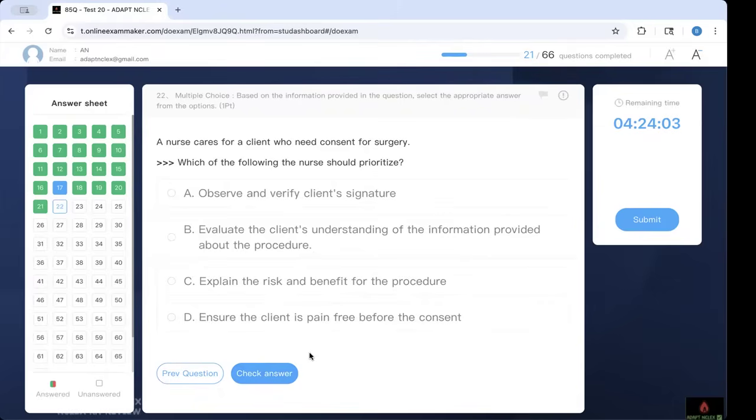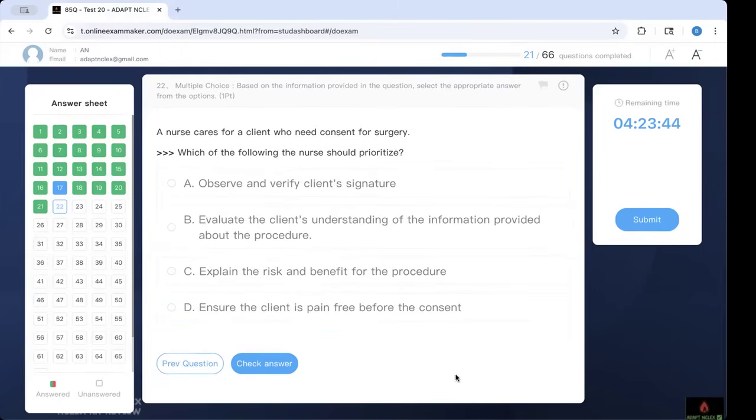A nurse cares for a client who needs consent for surgery. Which of the following should the nurse prioritize? Observe and verify the client's signature, evaluate the client's understanding of the information provided about the procedure, explain the risks and benefits for the procedure, or ensure the client is pain-free before the procedure. What do you think? The patient needs consent. What should you prioritize? What is the most important thing for you?